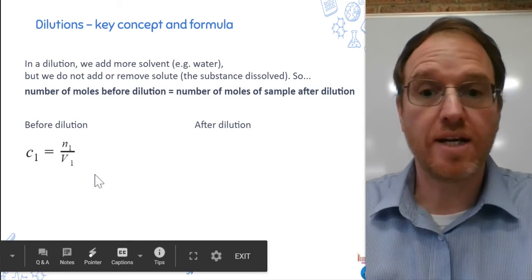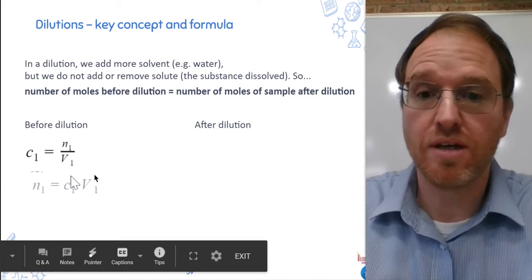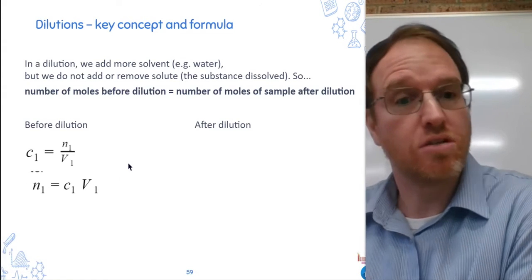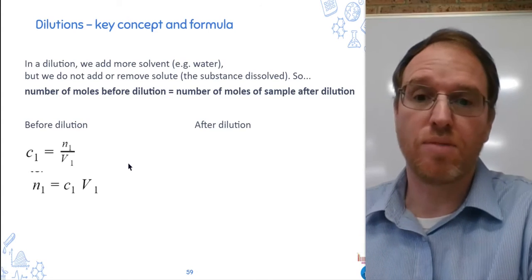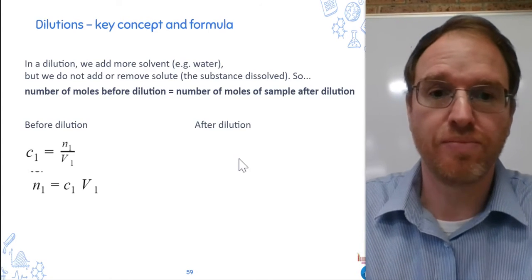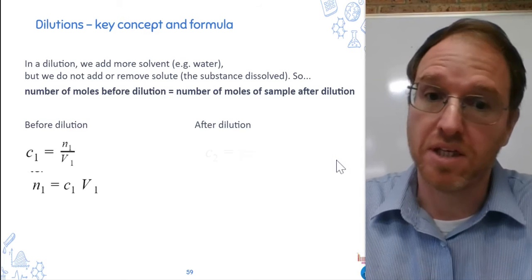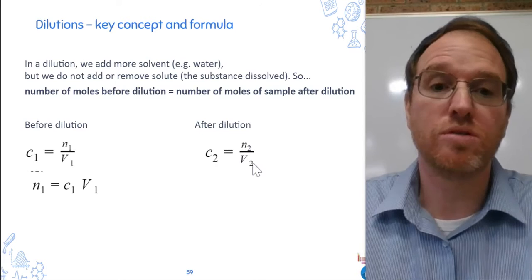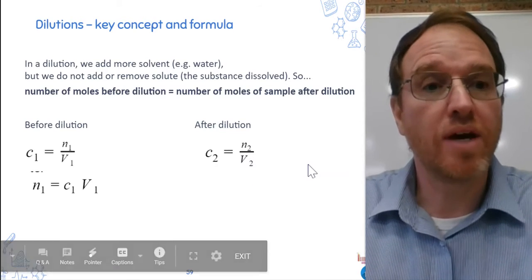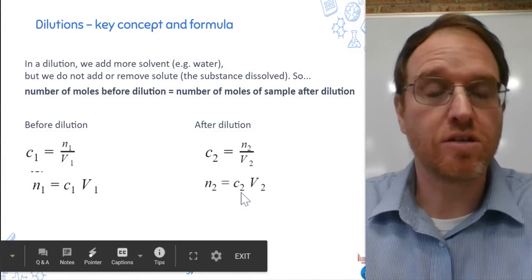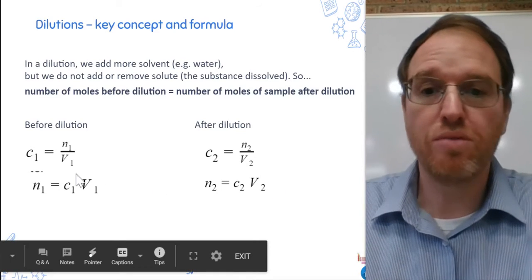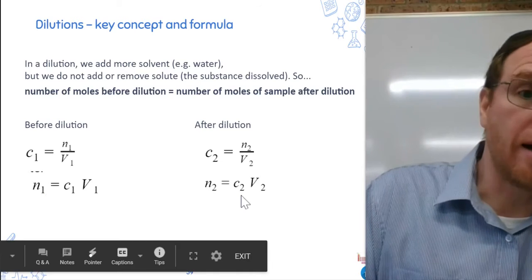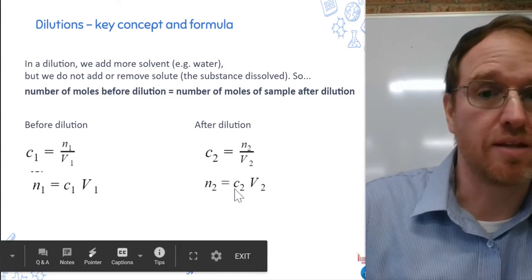We can rearrange it to find how many moles are in a particular substance. It's just concentration times volume. So before our dilution, there was a certain number of moles, and you could calculate it by multiplying concentration by volume. What about after the dilution? Exactly the same. There's a certain concentration, C2, and it's the number of moles divided by the volume. And you could rearrange that to find the number of moles. It's the concentration times the volume. So before the dilution, that's the formula to work out the number of moles. After the dilution, that would be the formula to work out the number of moles.